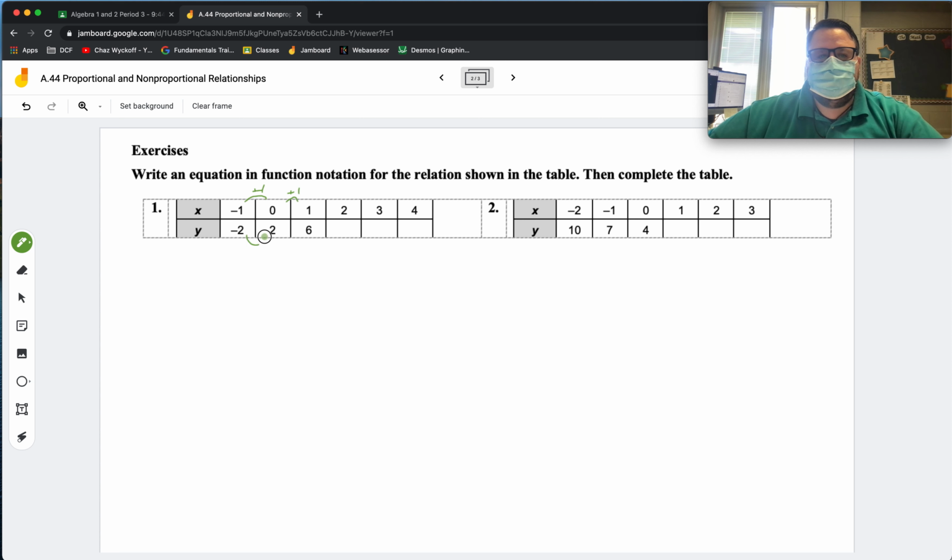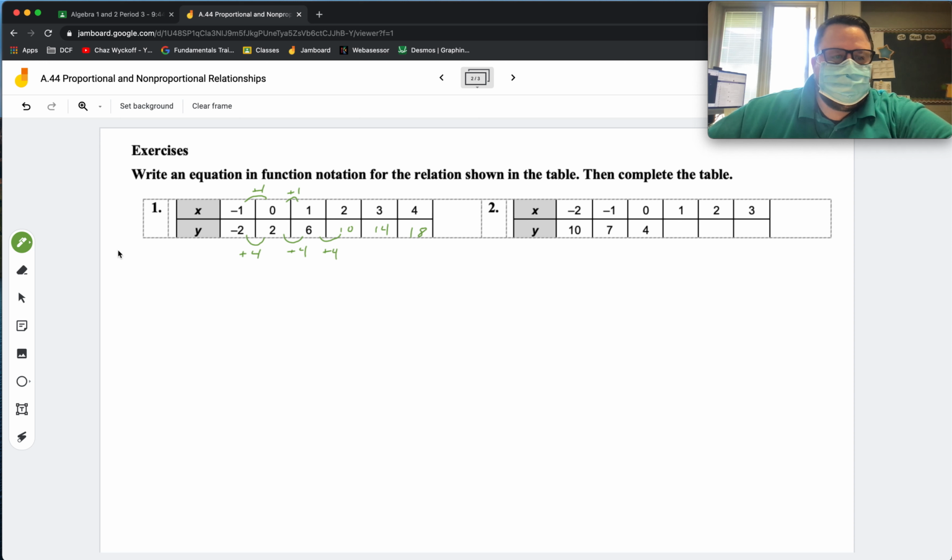So what do I do to -2 to get to +2? Well, I added 4. What do I do to get from 2 to 6? Well, I add 4. So if I'm going to add 4 again, when x is 2, y has to be 6 plus 4 is 10. 10 plus 4, 14. And 14 plus 4 is 18.